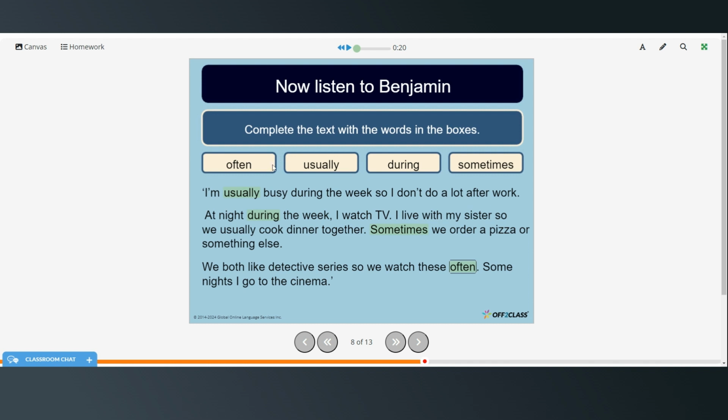All right, so all of these words, often, usually, during, and sometimes, are time phrases, or they talk about how often we do something or when we do something.